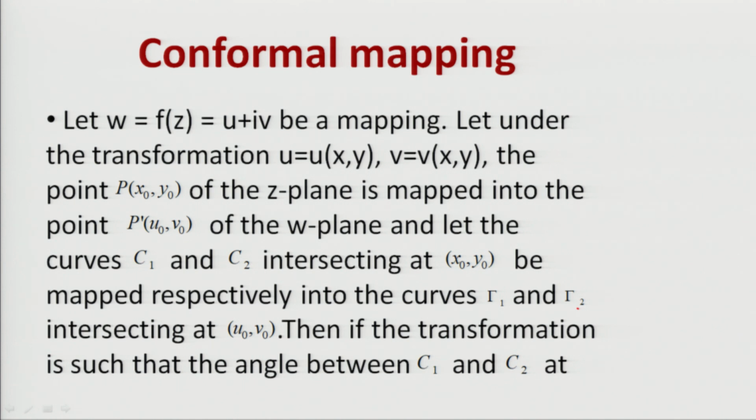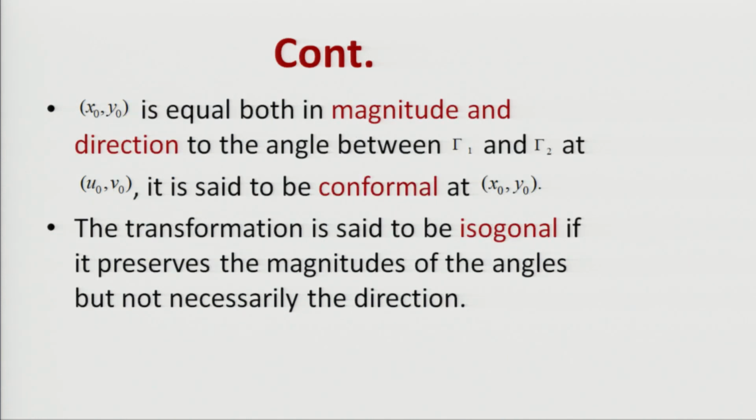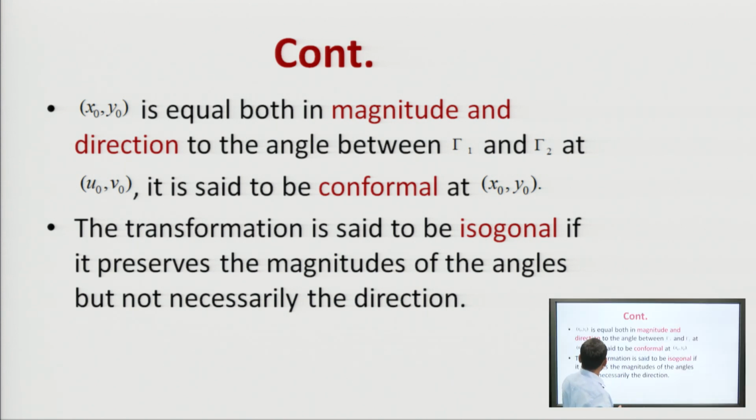Then if the transformation is such that the angle between C1 and C2 at (x0, y0) is equal in both magnitude and direction to the angle between gamma 1 and gamma 2 at (u0, v0), then it is said to be conformal at (x0, y0). In a simple way we can understand this definition.